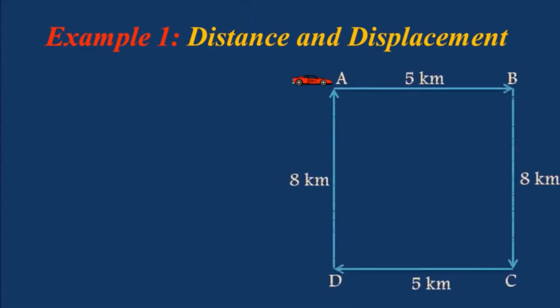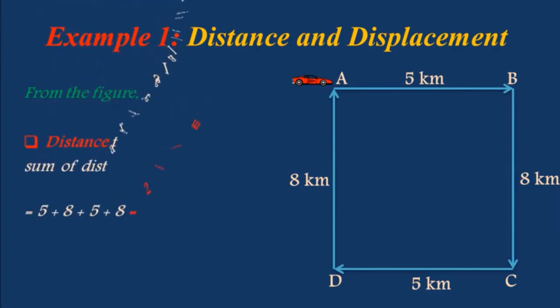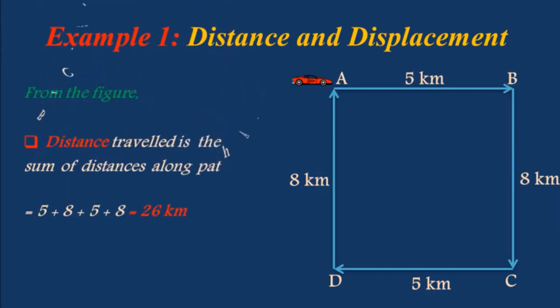Here let us see the example. Distance and displacement. A car moves from A to B and B to C and C to D and again D to A. It came back to its initial point. From this figure, the distance travelled by that car is equal to the sum of the distances along the path A, B, C, D and A. That is 5 plus 8 plus 5 plus 8, that equals 26 kilometers.